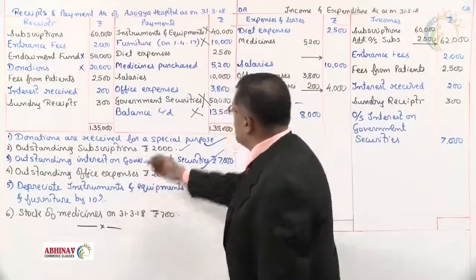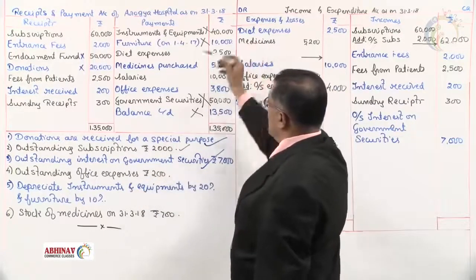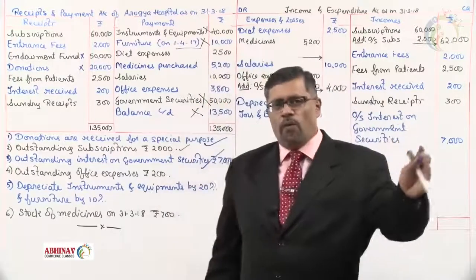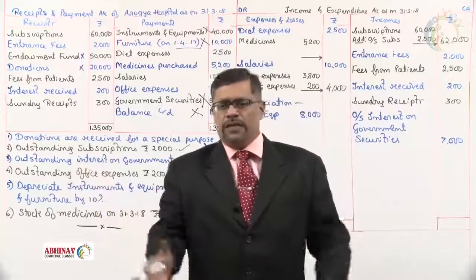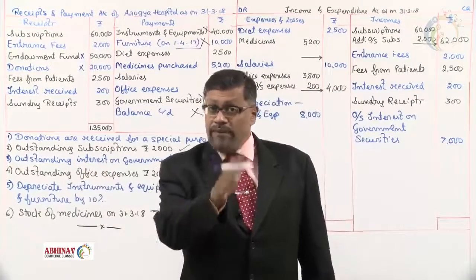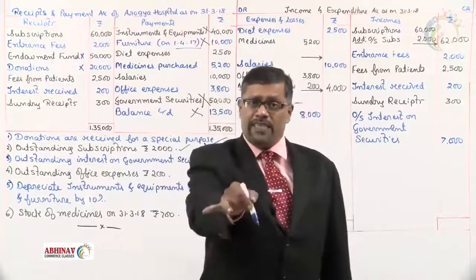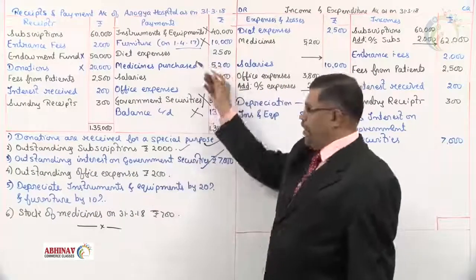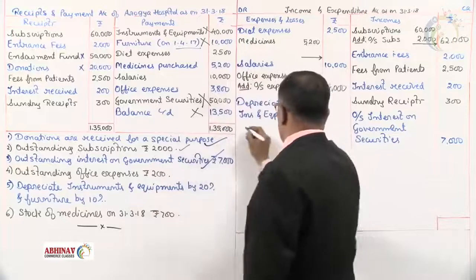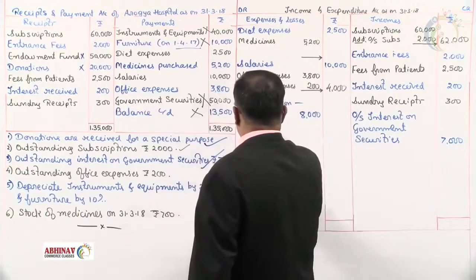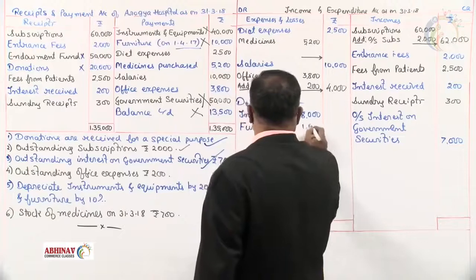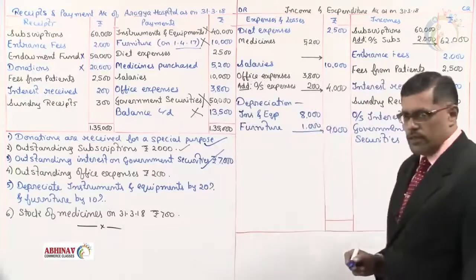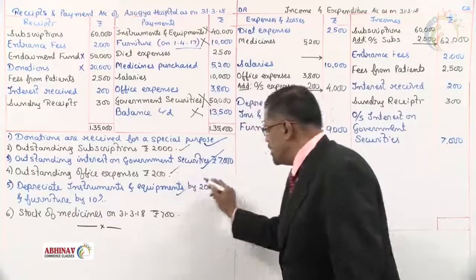Further, on furniture 10%. Furniture how much? 10,000. Purchased on what date? 1st April, that means on the first date, so we'll provide depreciation for the full year. If it is purchased somewhere in the middle, then we'll take the months into consideration from the date of purchase till the year ending. Here purchase on the opening date, so depreciation for the full year. 10% of 10,000 is nothing but 1,000 rupees. Furniture 1,000. Total depreciation 9,000. So we have finished outstanding, we have finished depreciation.